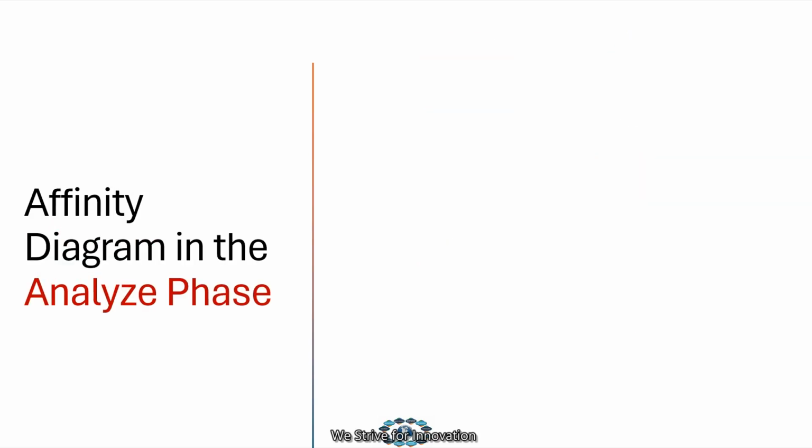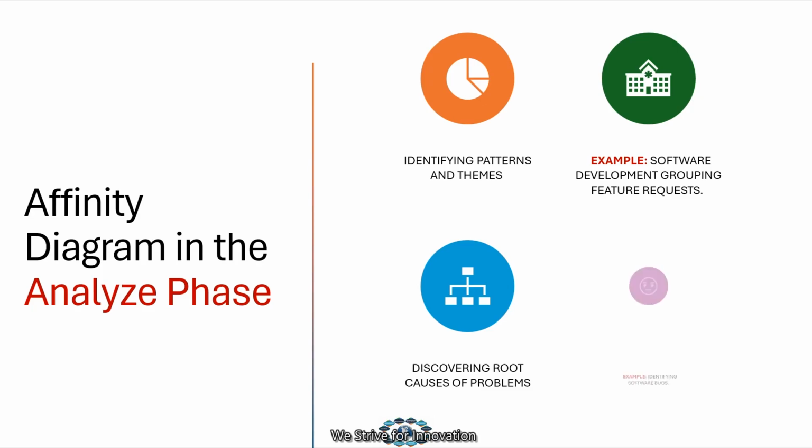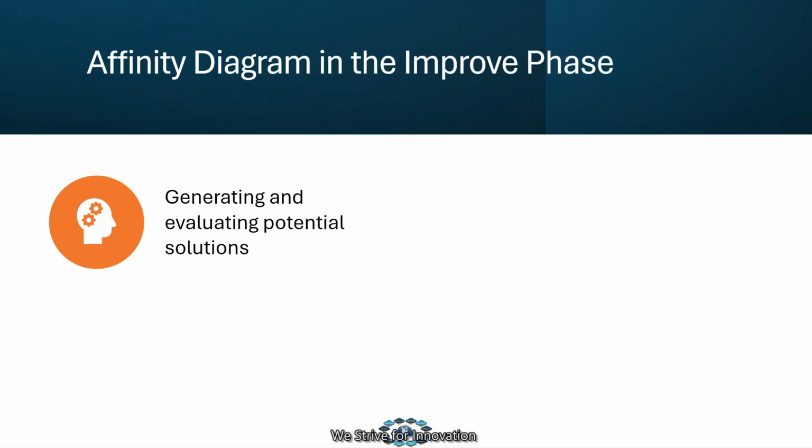Now, in the analyze phase, you will identify patterns and themes. For instance, in a software development company, the team may use an affinity diagram to group customers' feature requests by functionality or user experience. Then you will discover the root cause of the problem. By analyzing grouped data, the team can identify underlying issues that contribute to the problem, such as software bugs or user interface issues.